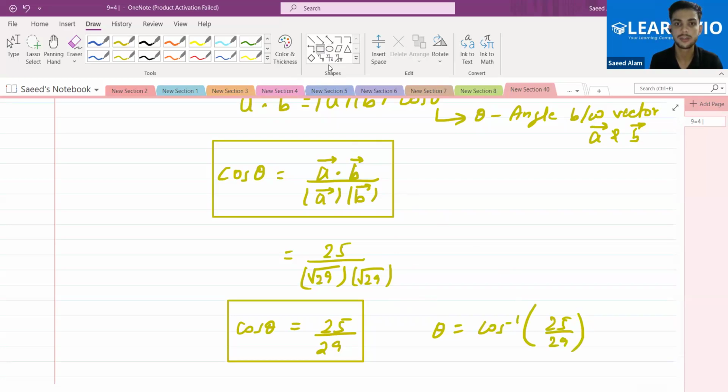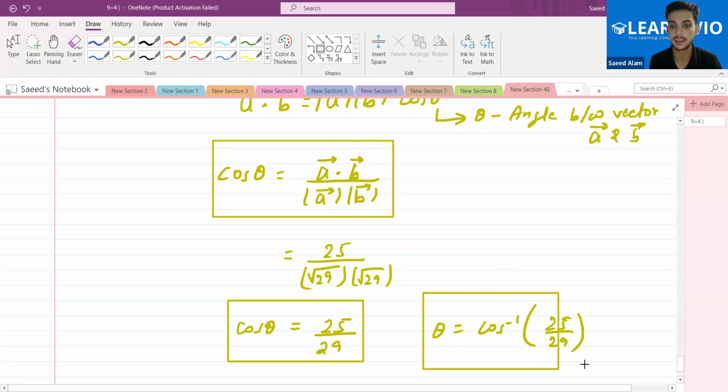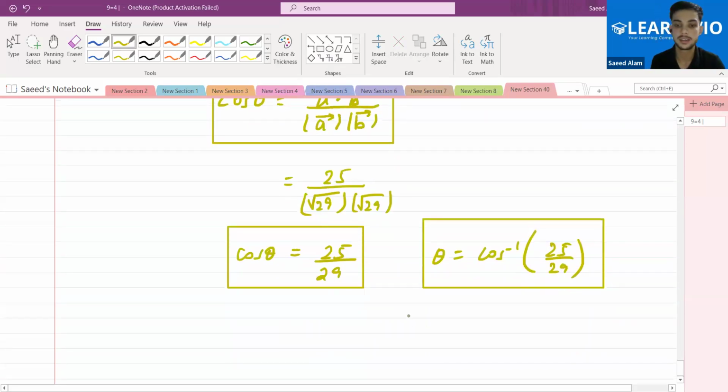So it is not necessary that you will get nice answers. The answer will be this. Let's say that if somehow you had got this cos theta to be equal to root 3 by 2. So what can you say about this theta? 30 degree. That is 30 degree.